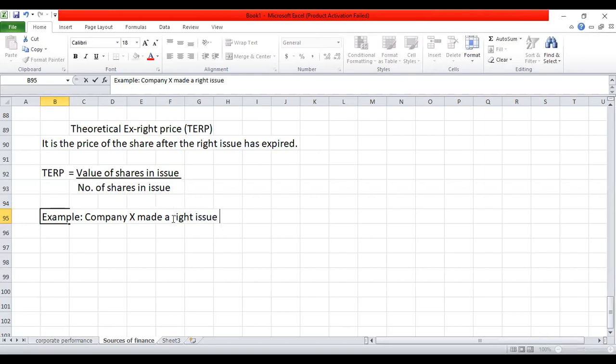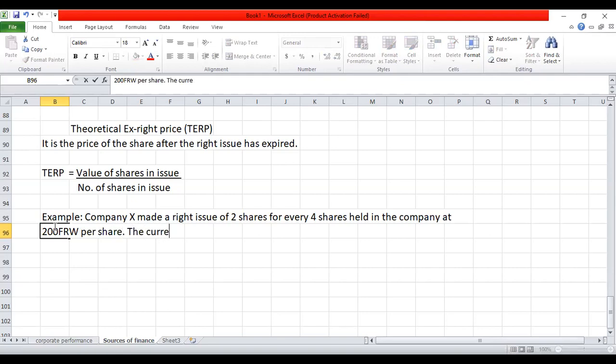Made a right issue of 2 shares for every 4 shares held in the company at 200 francs per share. Current market price.